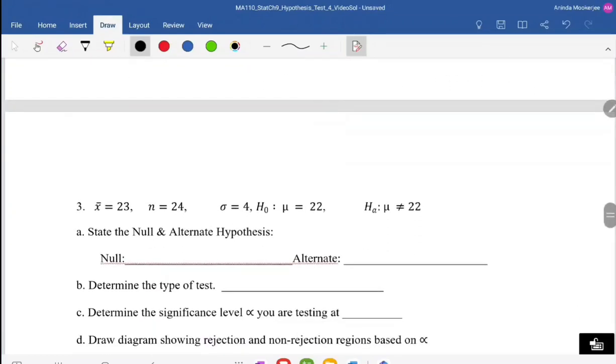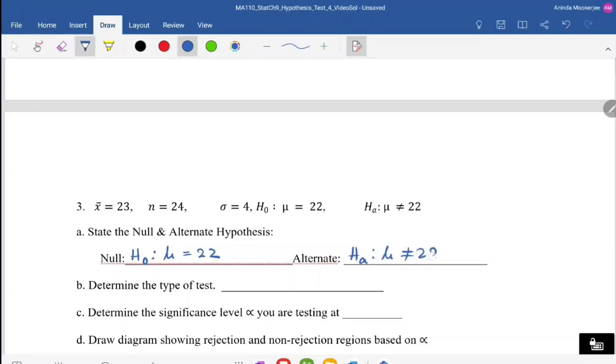Question number 3 here states x bar equals 23, n equals 24, sigma equals 4. The null hypothesis statement is mu equals 22, and the alternate hypothesis says mu is not equal to 22, right? So the first step is always to state the null and alternate hypothesis. So let's write that down. Okay, H sub 0 colon mu equals 22, and the alternate hypothesis is H sub a colon mu not equal to 22.